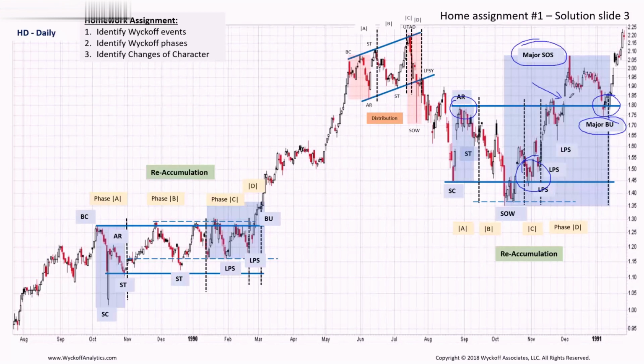So when you have an urge to open a position right here, and you think that the bias is up, think about the structure. If you think that we are in phase D, then you should be waiting for the backing up action.